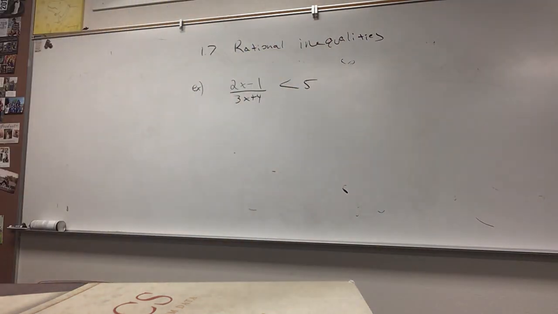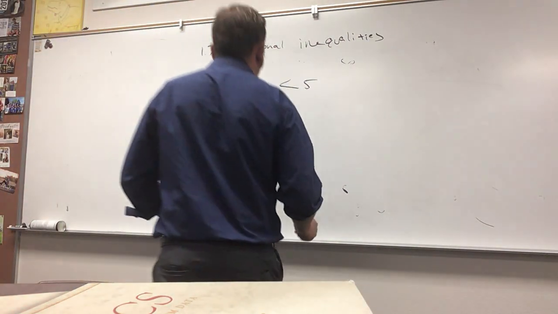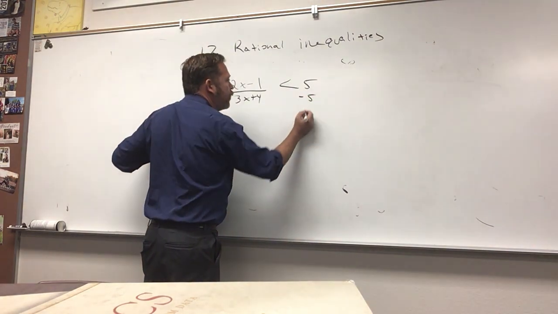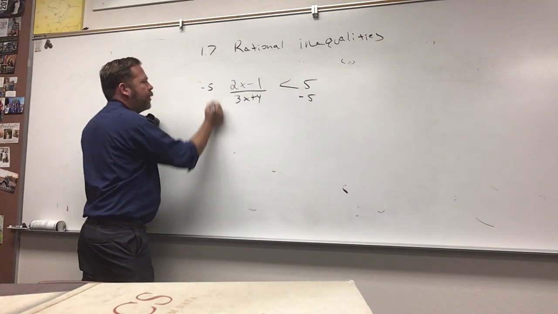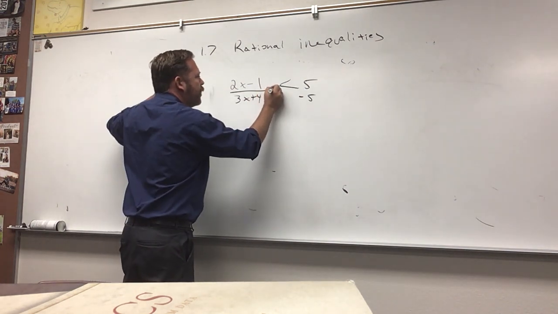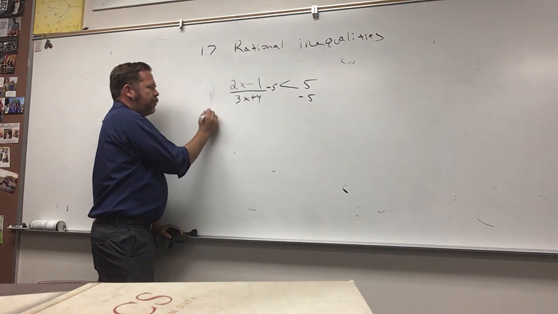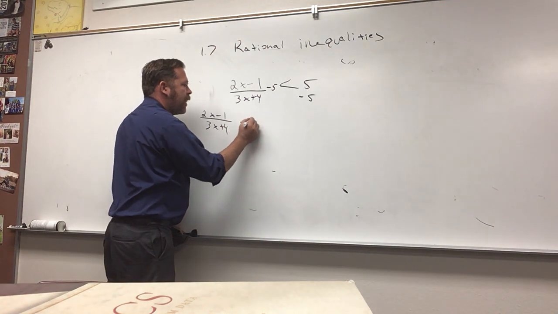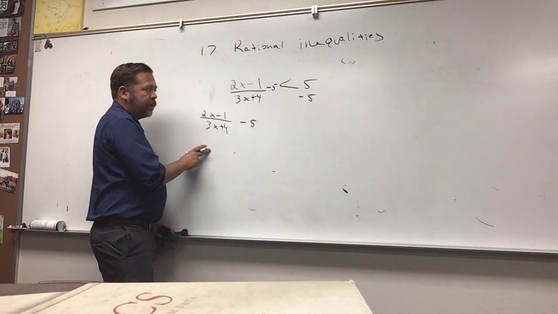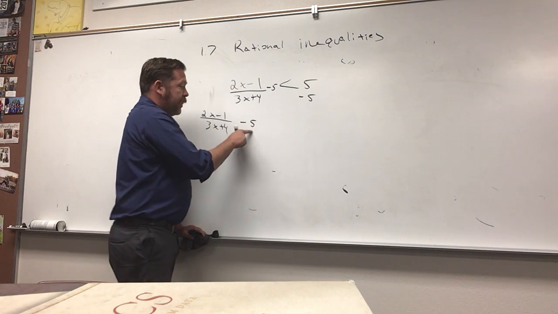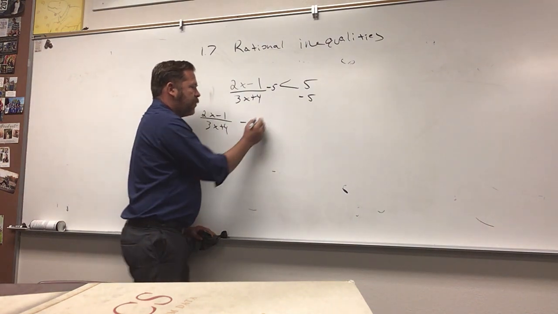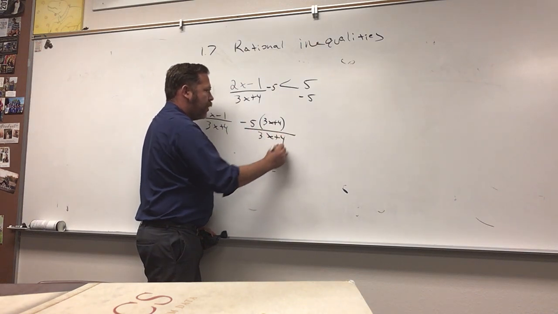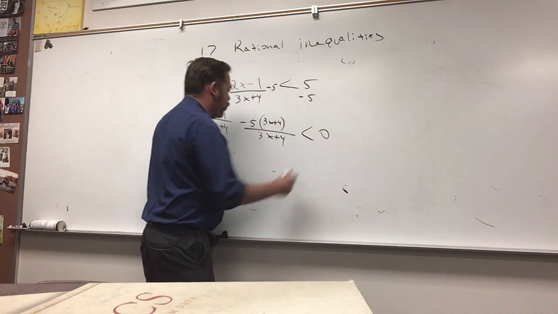Okay. So the first thing we're going to need to do, move 5 over. So I'm going to subtract 5 from both sides. So I have 2x minus 1 over 3x plus 4 minus 5. Now I have to make this one fraction. So I'm going to find a common denominator. This one only has a 1. It's missing a 3x plus 4. So I'm going to multiply by 3x plus 4 over 3x plus 4. And now this is going to be less than 0.